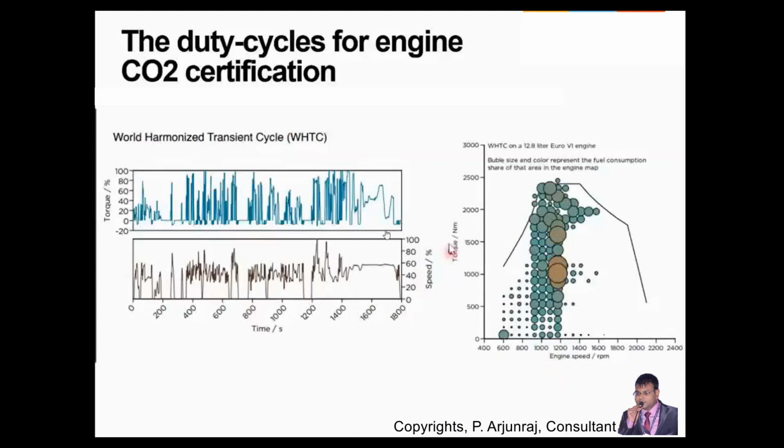You can see the engine speed in RPM versus torque. This is for a 12.8 liter Euro 6 engine, where the bubble size and color represent the fuel consumption share of the area with respect to the engine map. So this represents the various fuel consumptions.